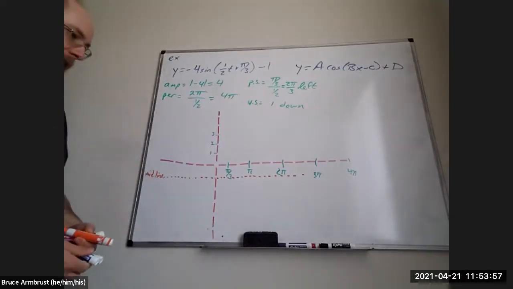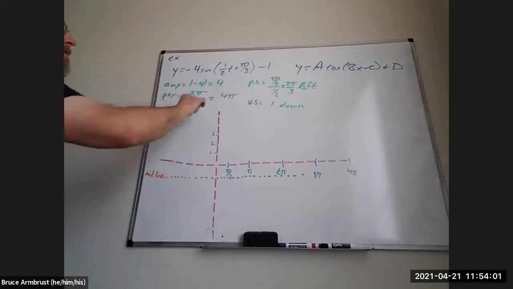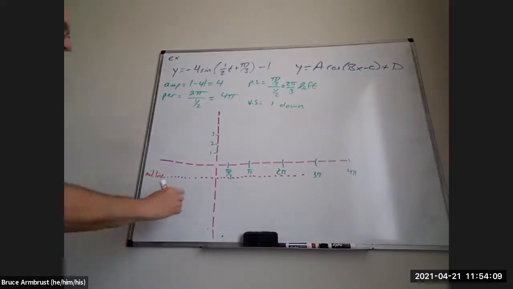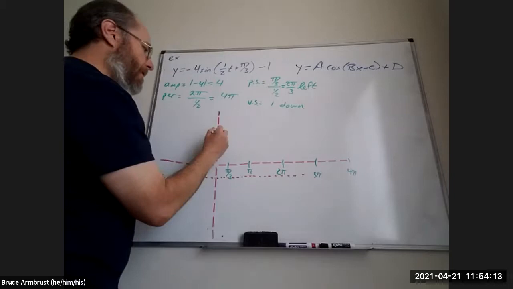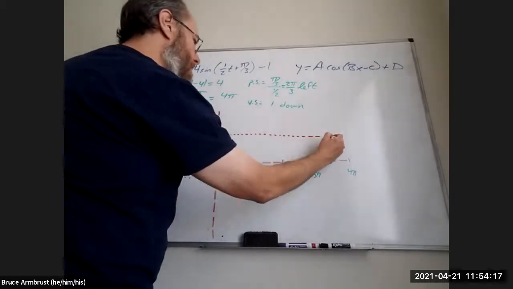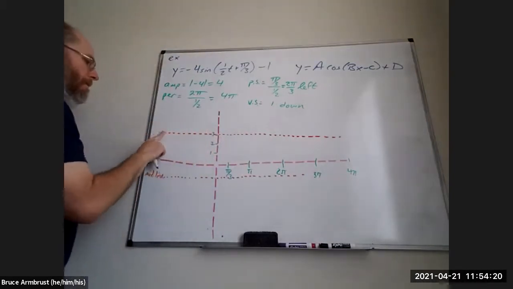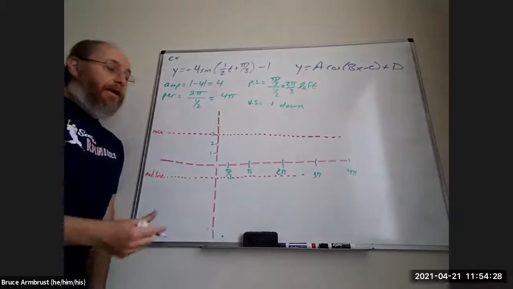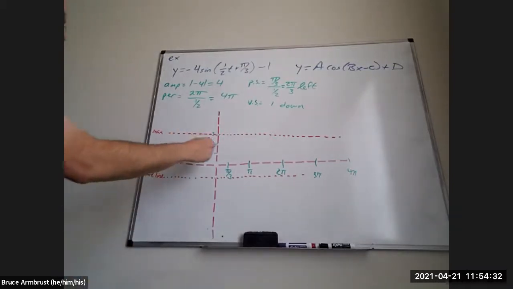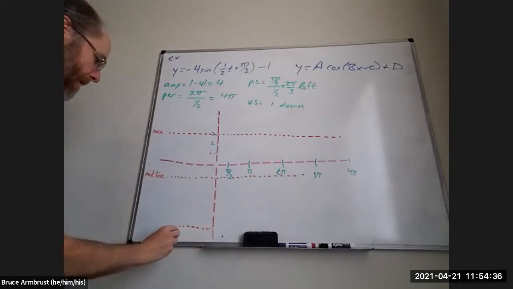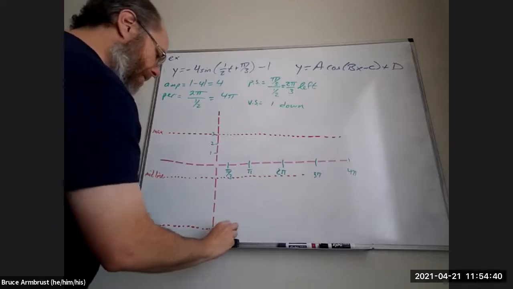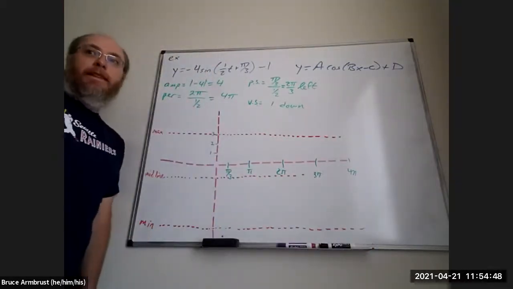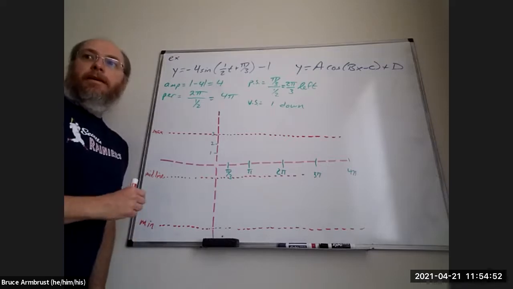Then after I have my midline, the next thing I'm going to do is go to the amplitude. So the amplitude is 4. So I'm going to go up 4. 1, 2, 3, 4. I'm going to draw another dashed line. I'll make this one red, because this is where my maxes are going to be. The maximum values are going to be here. So the top of my wave is going to hit this line. And then I'm going to go down 4, which brings me to this line. And it does the same thing. It's just going to hold our mins. So my low points are going to be down there.